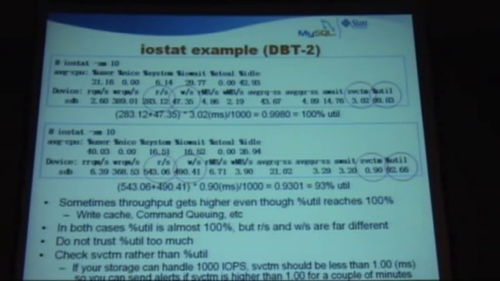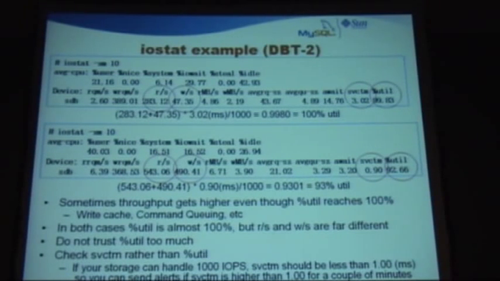So, what parameters should I focus on? In these two graphs, we use the same storage, but reads per second and writes per second are significantly different. Sometimes throughput gets higher even though utilization reaches 100%, for example with write cache or command queuing. The hard disk drive optimizes such that we can gain performance by using these features. In both cases, utilization is almost 100%, but IOPS are significantly different. So do not trust percent util too much.